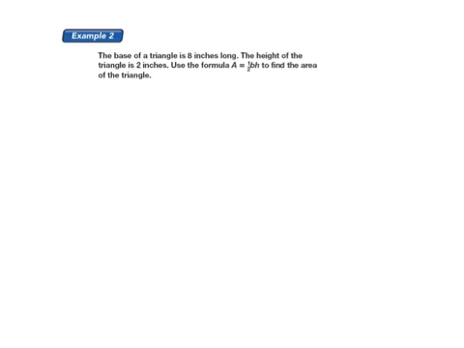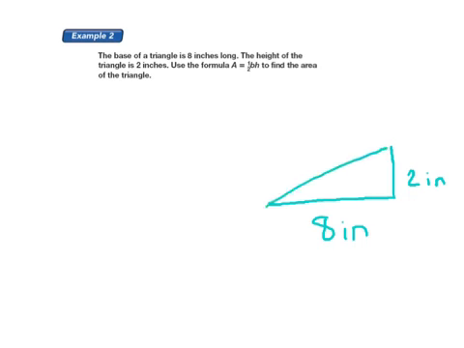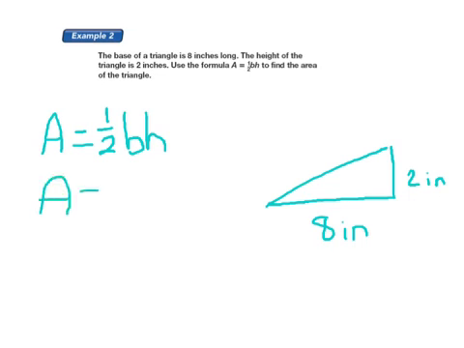Okay, example 2. The base of a triangle is 8 inches long. The height of the triangle is 2 inches. Use the formula area equals 1/2 base times height to find the area of the triangle. So area equals 1/2 base times height.